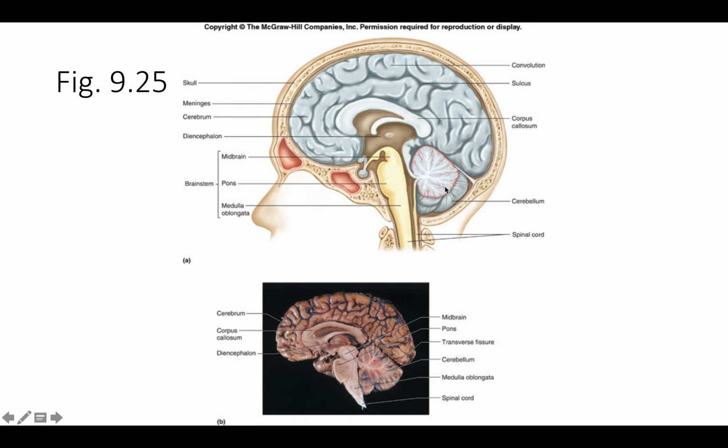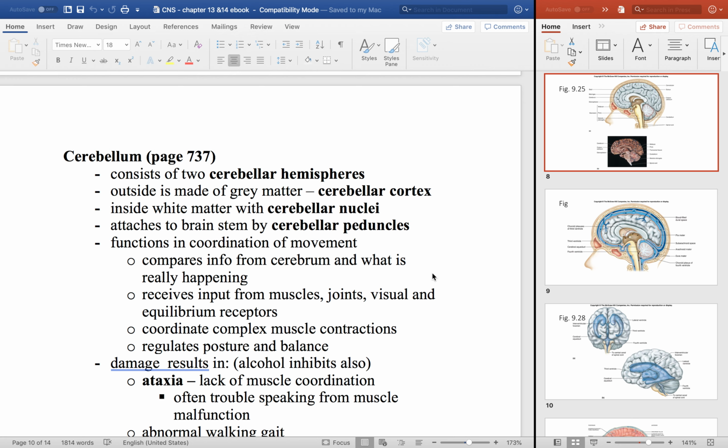It has two hemispheres, and it has gray matter on the outside with white tracks going all through it. The outside is the cerebellar cortex, and the white matter on the inside does have nuclei in it. They're called cerebellar nuclei. It does attach to the brainstem through the cerebellar peduncles.